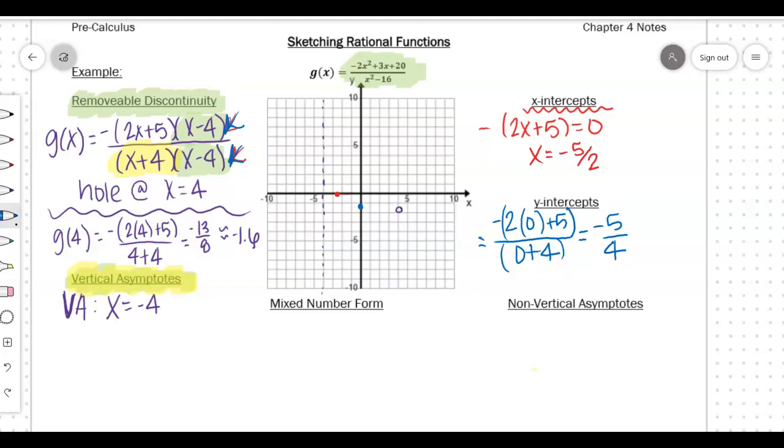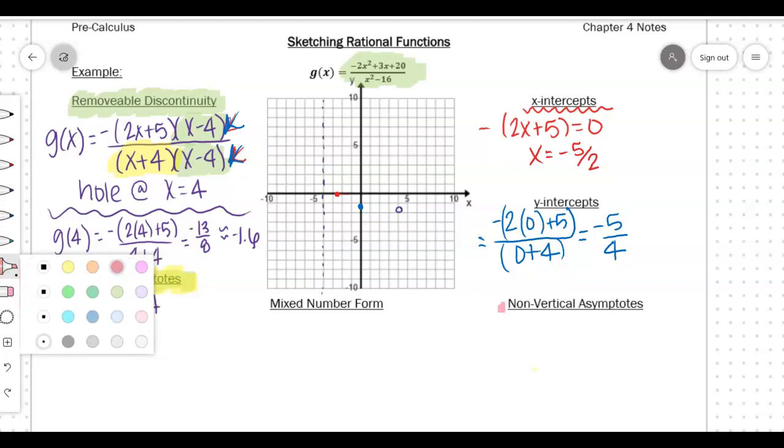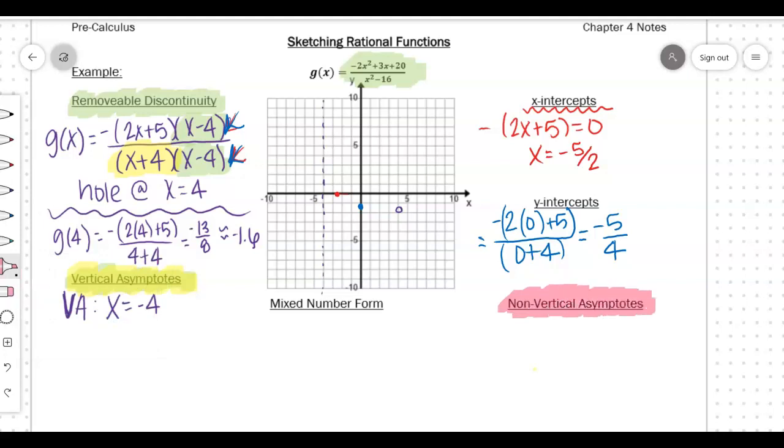Okay, so hopefully you can kind of see what our graph is going to look like. These intercepts definitely help. But the last thing that we need to find is our non-vertical asymptotes. And so our non-vertical asymptotes tell us end behavior. They tell us that as x gets larger and larger forever, heads off to infinity, what happens to our function, what happens to our output is basically what those non-vertical asymptotes do.